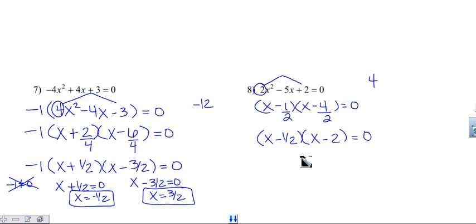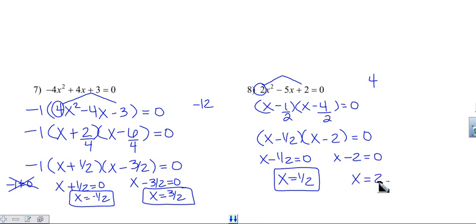Take each parentheses and set it equal to 0. When you solve the first equation, you'll add 1/2 to both sides, so x is equal to a positive 1/2. In the second equation, you will add 2 to both sides, so x is equal to 2.